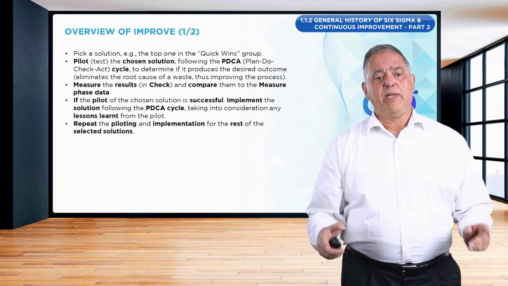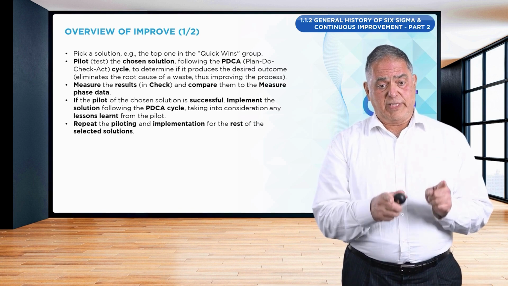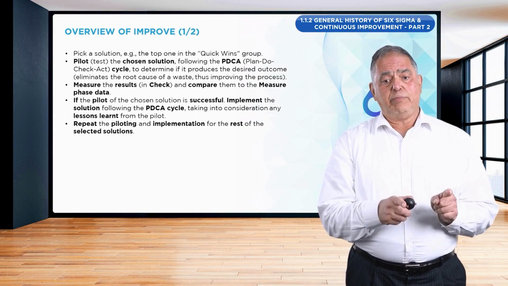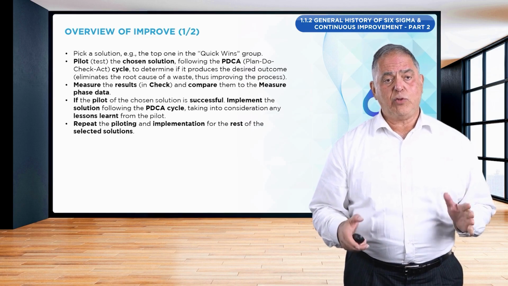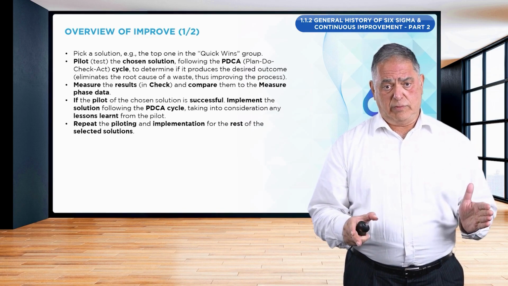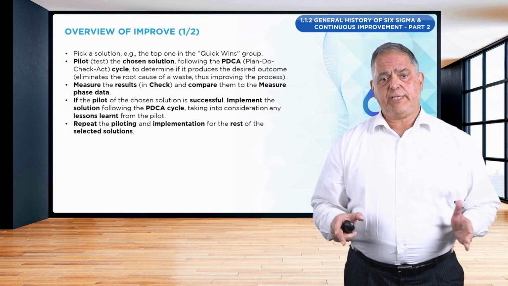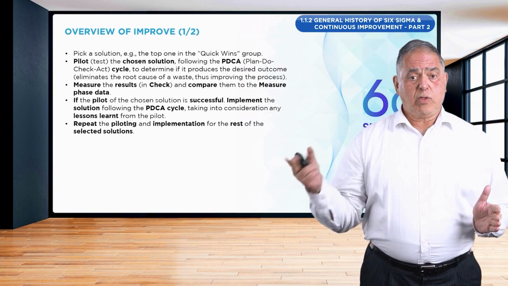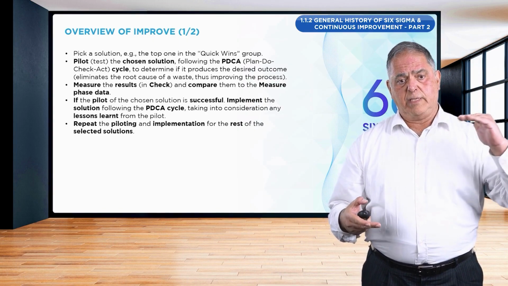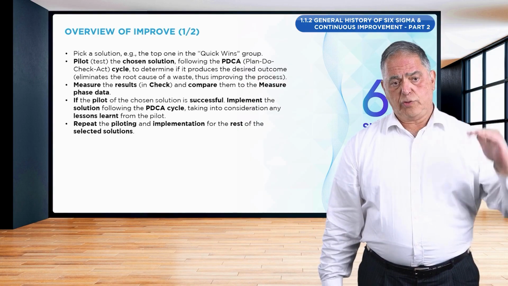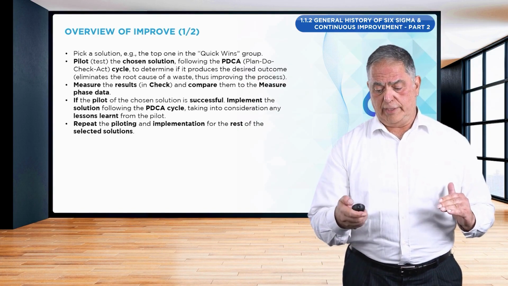So, during the check phase, we measure the results of the test and we compare them to the measure phase data. So, if the pilot is successful, then based on the lessons learned, we repeat the PDCA cycle in order to complete the implementation of the solution. And we do this solution by solution, going through the list of the quick wins we identified earlier.